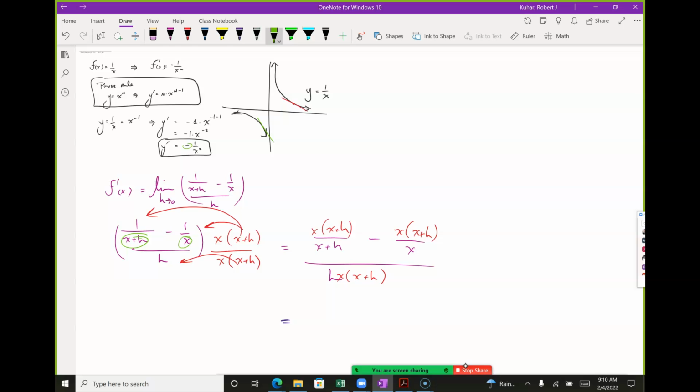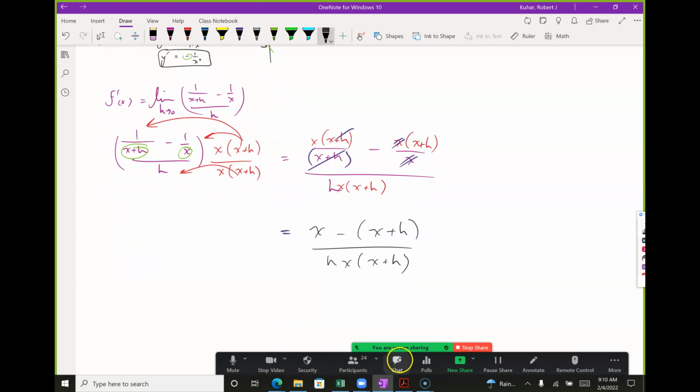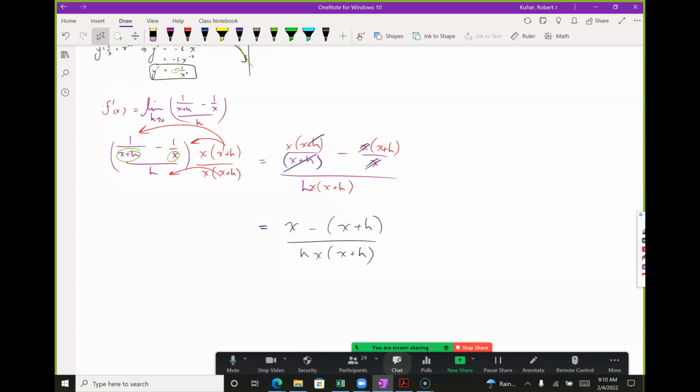Now some things cancel here, right? I can see my x plus h's cancel and my x's cancel. And I'm not in a rush here. I got x minus quantity x plus h all over h times x times x plus h. Trying to take my time, trying to do a baby step on each step. Tiny little things, so that it's really clear when I look back on it that I can see what I did. Try not to do too much in my head. It's dangerous. I can't grade it either. If you're doing stuff in your head and not on the paper, I can't grade it, right? Or it will hurt if I do grade it.